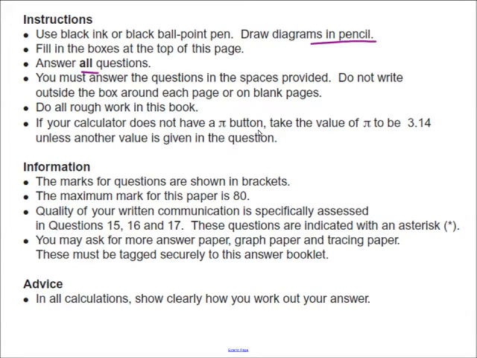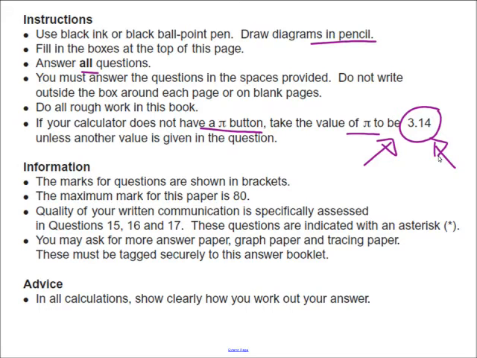Now the instructions say if your calculator does not have a pi button, then use 3.14. My advice is even if your calculator does have the pi button, still use 3.14 for all of your pi calculations. Because pi goes on forever, you don't want to have lots and lots of decimal places. Use 3.14 for pi throughout this paper.